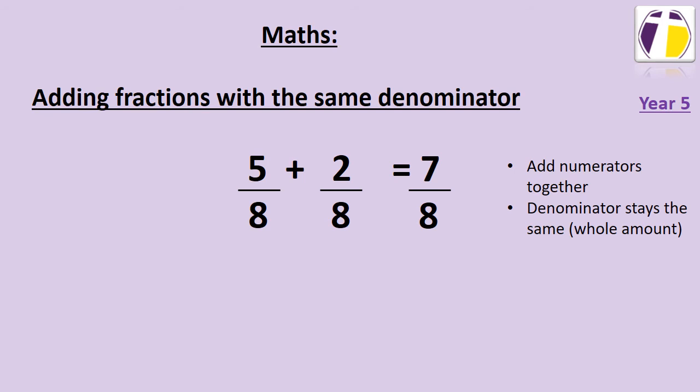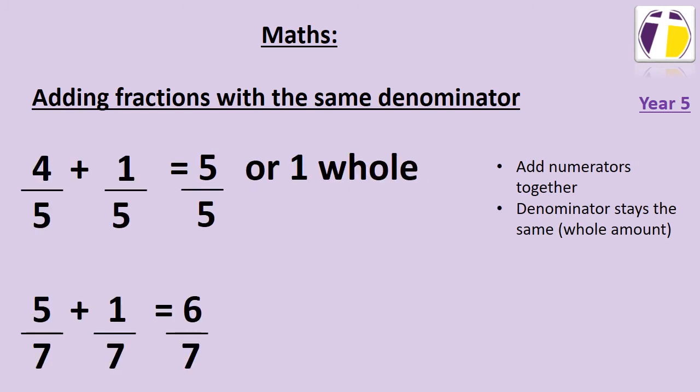As you can see, I followed the steps and I now have an answer. 5/8 add 2/8 is 7/8. I now have 7 parts out of 8 parts altogether. Here are a couple more examples of adding fractions with the same denominator.